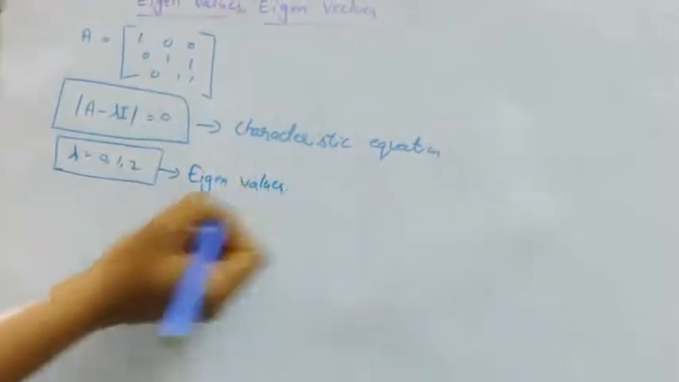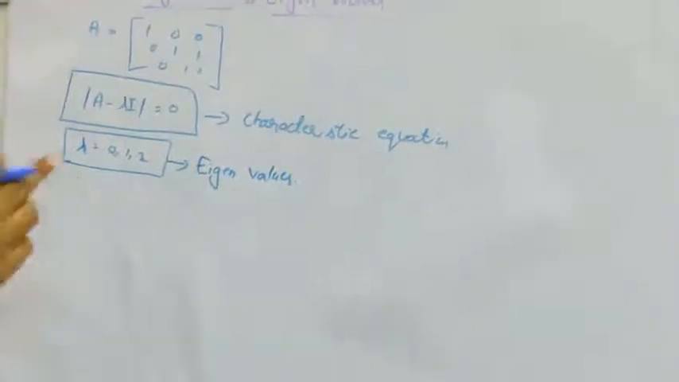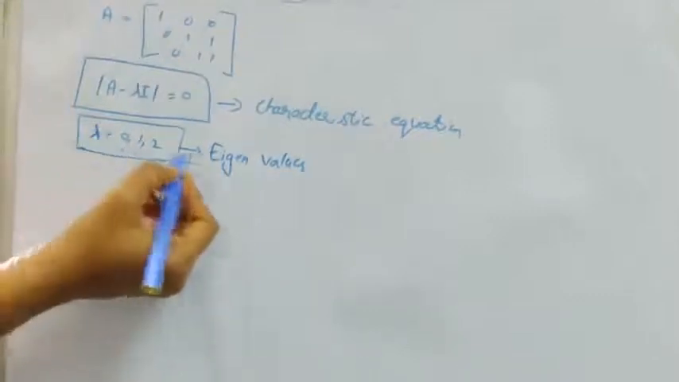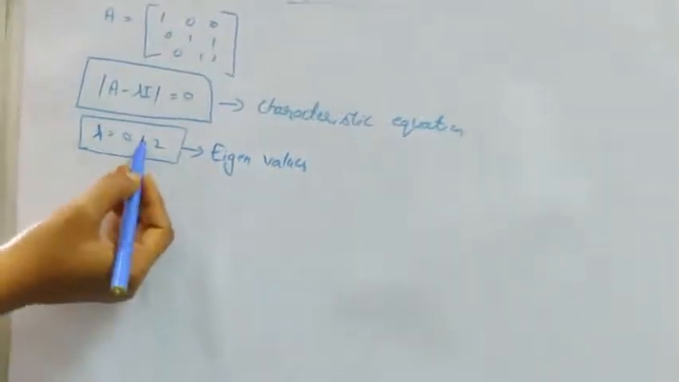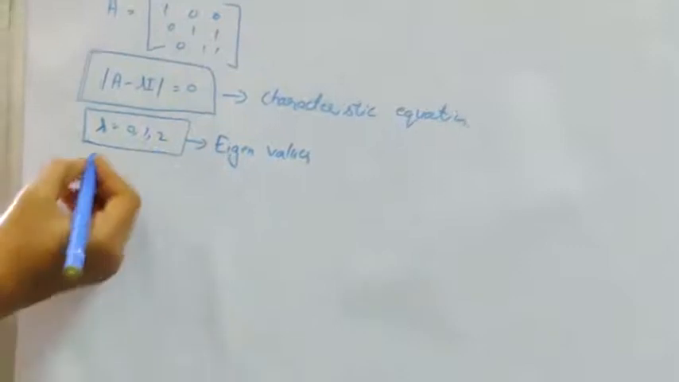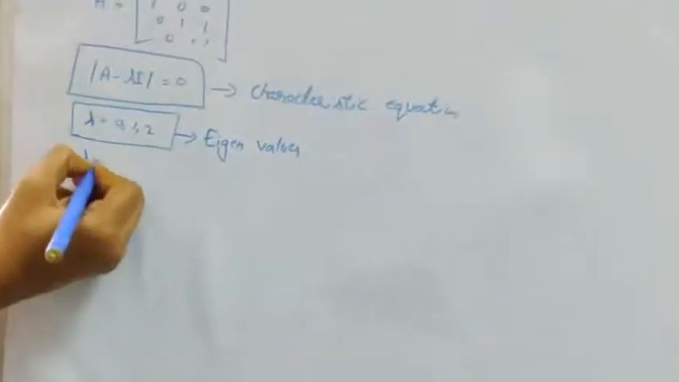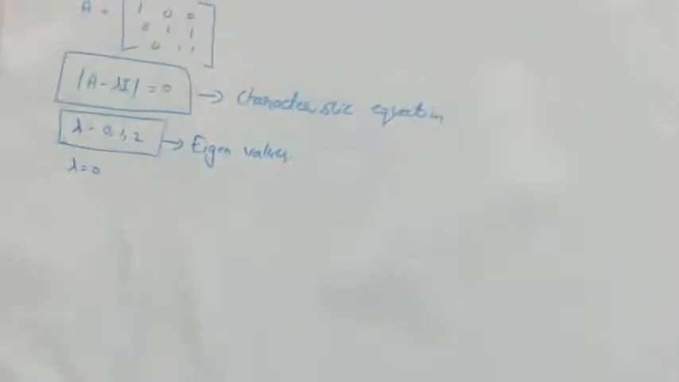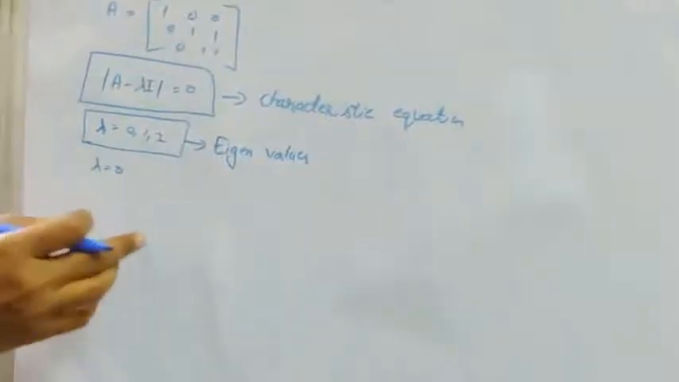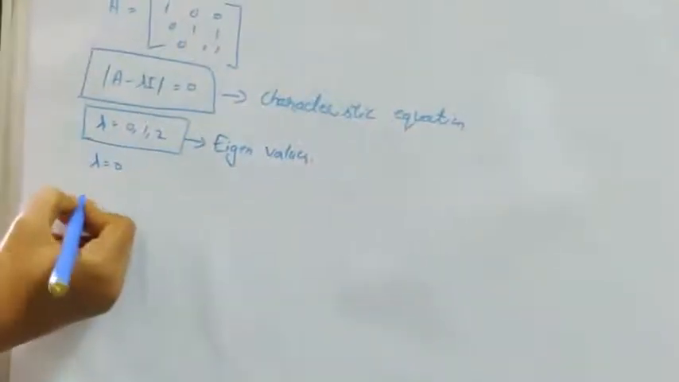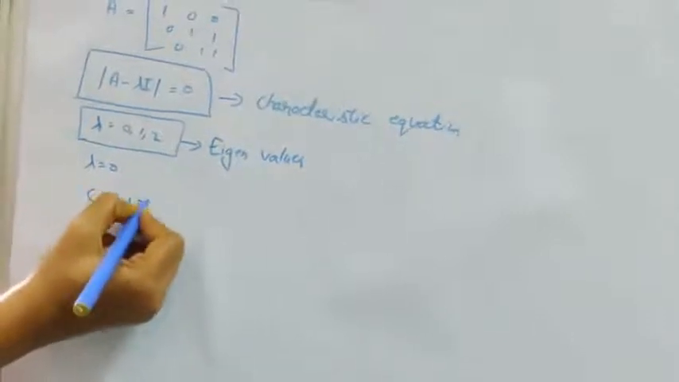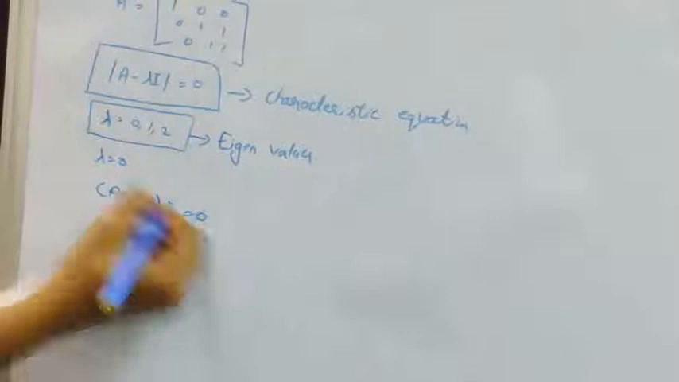Eigenvalues. Now we have 3 different cases, because we got 3 different eigenvalues, that is 0, 1, 2. For lambda is equal to 0, we have to use the eigenvalue equation in order to find the eigenvector. So now our doubt is, what is the eigenvalue equation? The eigenvalue equation is given by A minus lambda I into x is equal to 0.